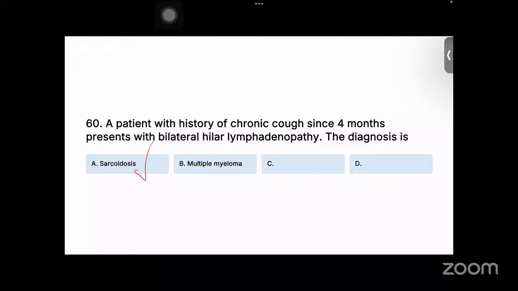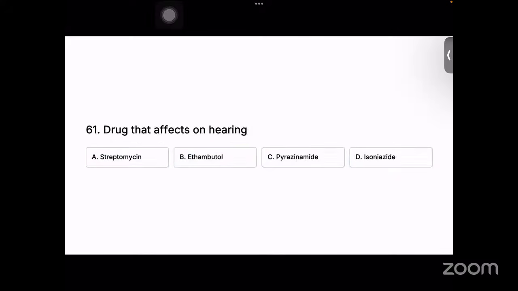When you are focusing on the lung area, I rather go for young and middle-aged adults. I rather go for the BHL and the chronic cough. I go for sarcoidosis, as there is no other mention of values like BJPs or renal dysfunction markers, nothing else has been given. Okay, next, drugs that affect hearing.